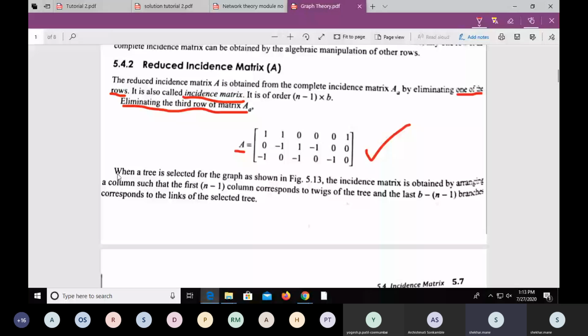So when a tree is selected for a graph as shown in 5.13, the incidence matrix is obtained by arranging the columns such that the first n minus 1 rows.